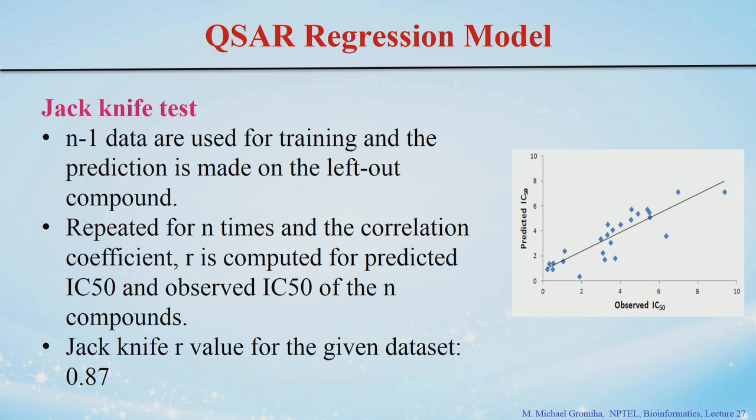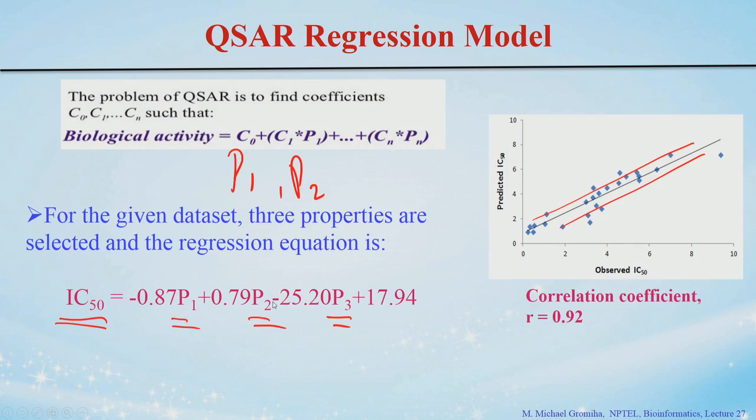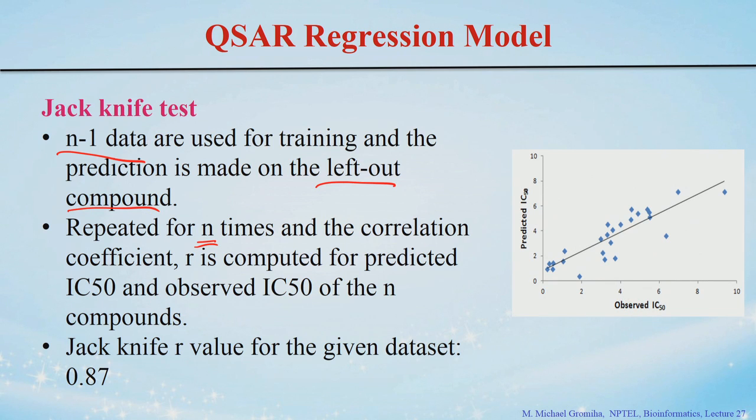In this case, if you have n data, n minus 1 are used for the training and the left out one is used for the test. Do it up to n times and see how far the correlation is for the test set of data obtained with the jackknife test. If you see this one, this is the training, this is very close, but if you go to the test set, some of them are close, but even then you can see several compounds which are far away from the line.